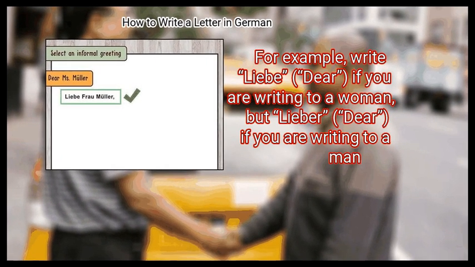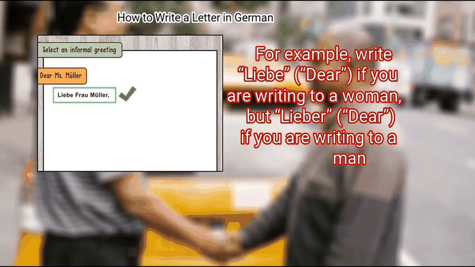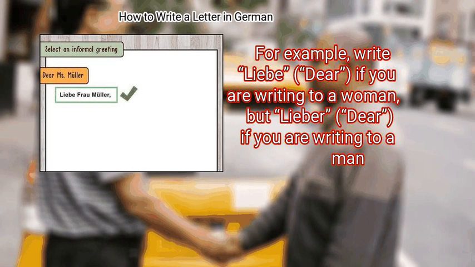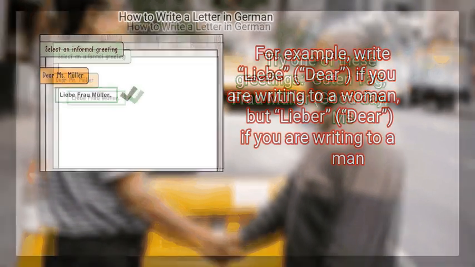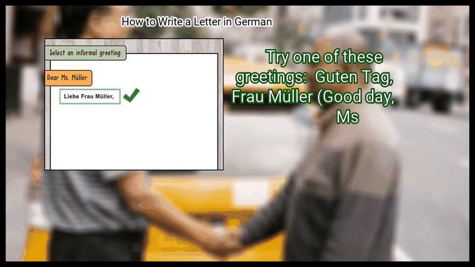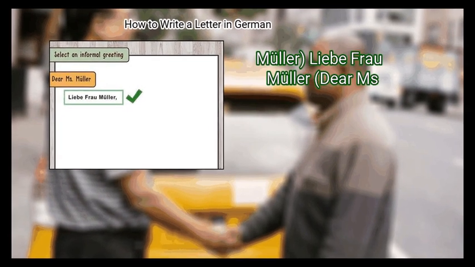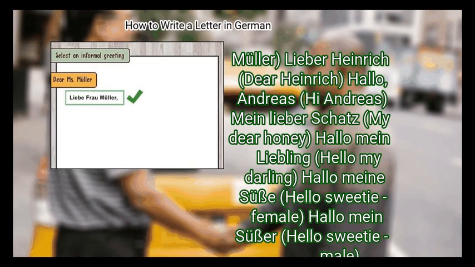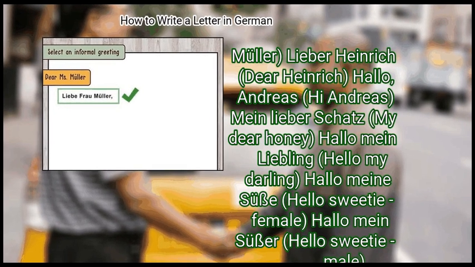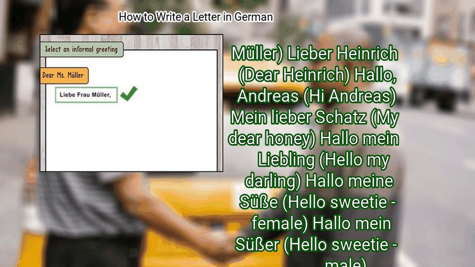For example, write Liebe, dear, if you are writing to a woman, but Lieber, dear, if you are writing to a man. Try one of these greetings. Guten Tag, Frau Müller, good day, Ms. Müller. Liebe Frau Müller, dear Ms. Müller. Lieber Heinrich, dear Heinrich. Hallo, Andreas. Hi Andreas. Mein lieber Schatz, my dear honey. Hallo mein Liebling. Hello my darling. Hallo meine Süße. Hello sweetie, female. Hallo mein Süßer. Hello sweetie, male.